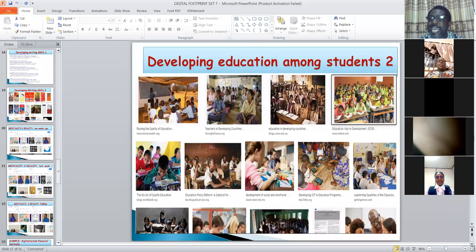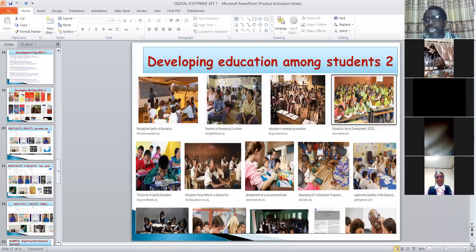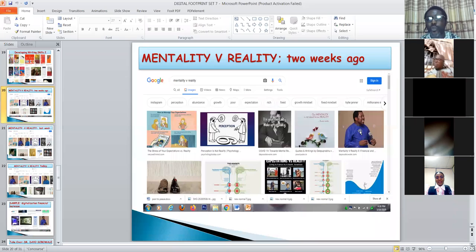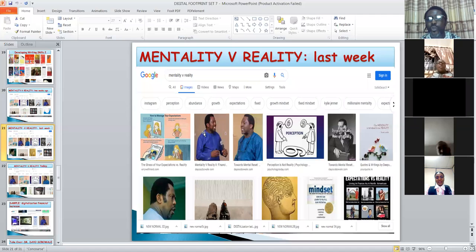Now, let me show you something about it. This is what I did about myself when I checked about mentality and reality. I told you this is an area. If you pick your phone now and type mentality versus reality, 2 weeks ago or 3 weeks ago, when I checked, I discovered that it's bringing my picture here. This is 1, 2, 3, 4, 5, as number 5. This is my picture, number 5. When I checked recently, just last week, it's bringing me as number 2. When I checked this week, it's bringing me as number 1. Do you know what that means?